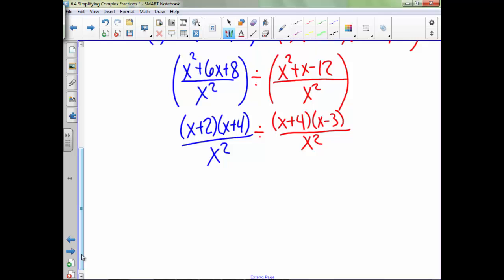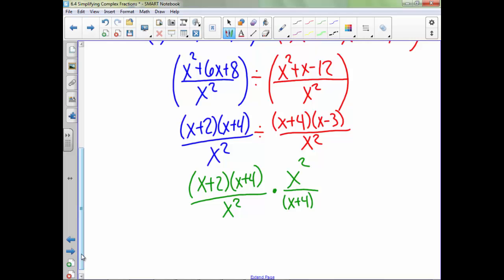And now we do have division. So let's go ahead and change this to multiplying by the reciprocal. And now notice these x squareds will cancel, and the x plus 4's cancel. We're left with x plus 2 over x minus 3.